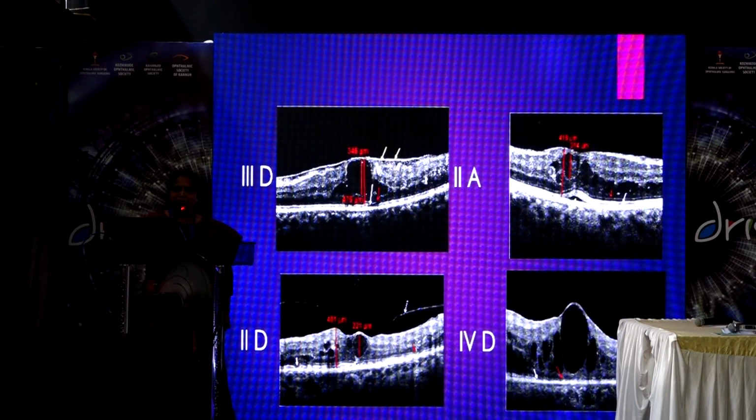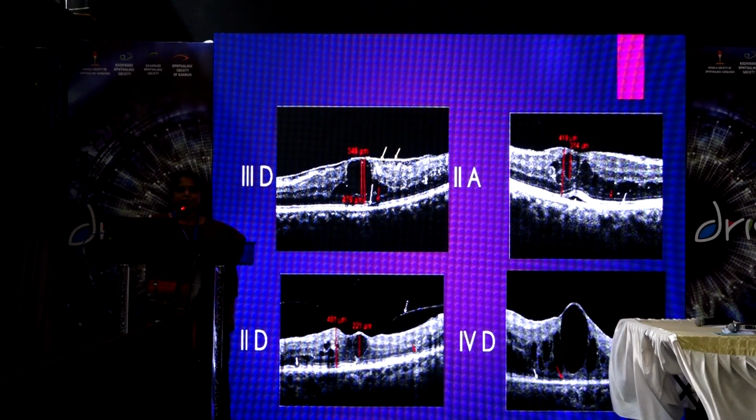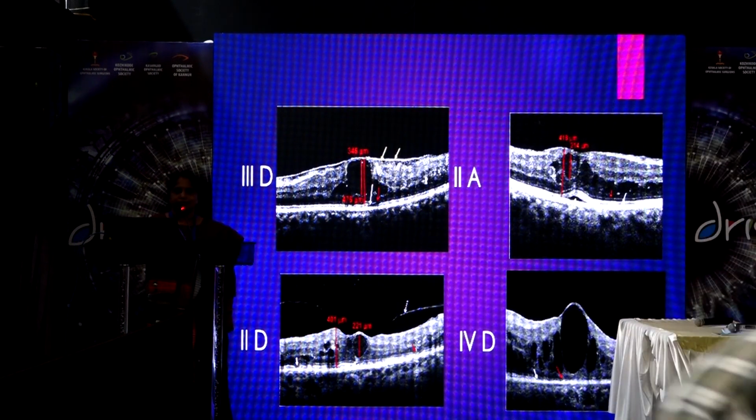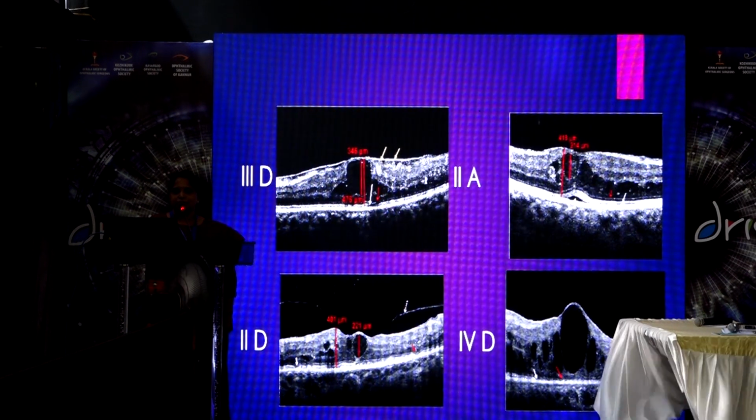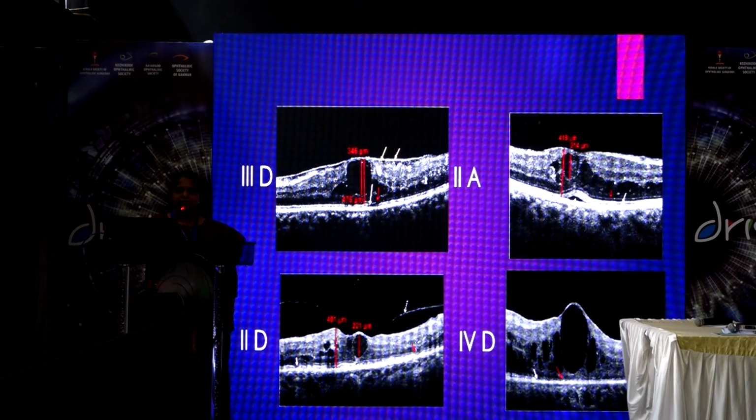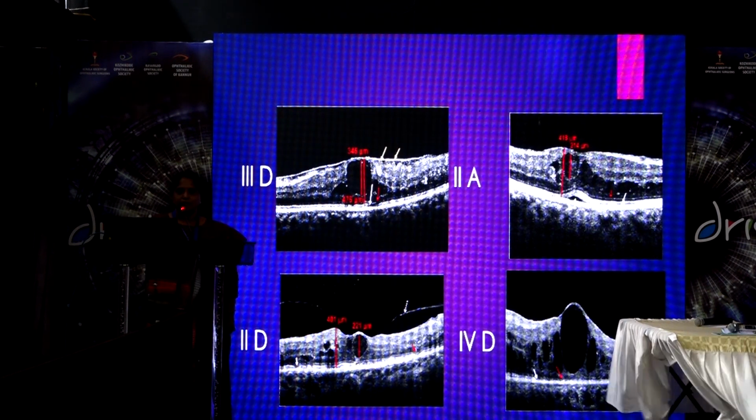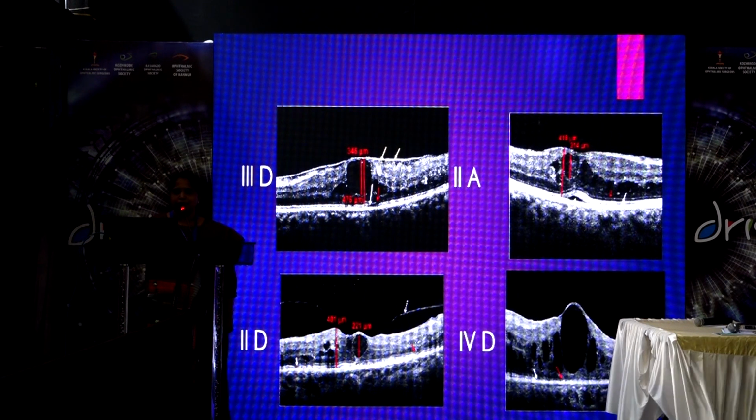So in this example, you can see the last one is 4D. That is, the cyst is occupying more than 90% of central macular thickness, and also there is disruption of the external limiting membrane and the ellipsoid zone. So that indicates a poor prognosis. So cystoid macular edema acts as an important biomarker in diabetic macular edema.